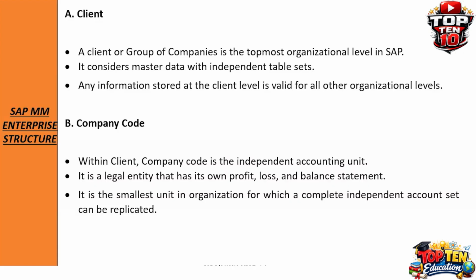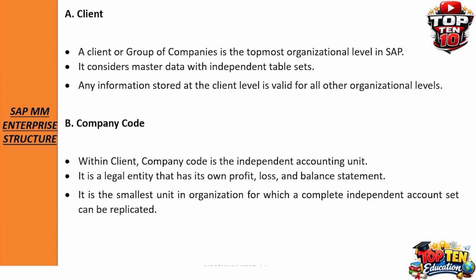So we call those company codes independent accounting units, because company code A1, company code A2, and company code A3 legally carry out their own balance sheets and their own profit and loss statements. If company code A1 is carrying out its balance sheet independently, then so are A2 and A3. It is the smallest unit in an organization for which a complete, independent set of accounts can be replicated.